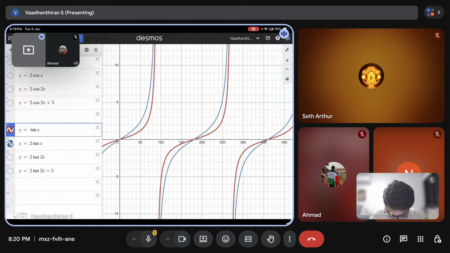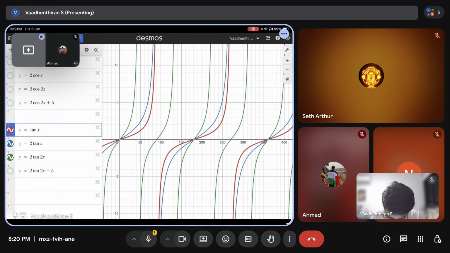So then 2 tan x, basically it is a little stretched. It is stretched 2 times. So the gradient of the 2 tan x will be greater than the tan x. And then 2 tan 2x. So you can see it's all mostly similar because the graph will not meet the asymptote. But 2 tan 2x has an asymptote at about 45 degrees. You can see at 45 degrees the asymptote is given.